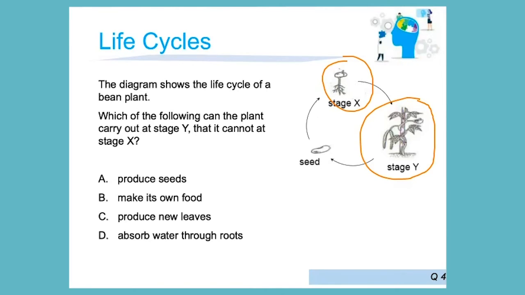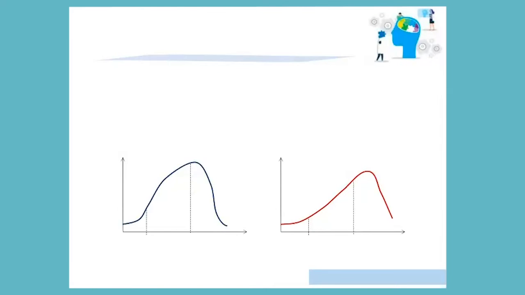So because of that, at stage Y, yes, everybody knows that it can produce seeds. But at stage X, as a young seedling, it cannot produce seeds. The second thing that can happen at stage Y is that it now has true leaves. So with true leaves, it will be able to photosynthesize and make its own food. But at stage X, it does not yet have its true leaves. So it will not be able to photosynthesize. Okay, but at both stages, they have roots and they will still be able to produce new leaves.